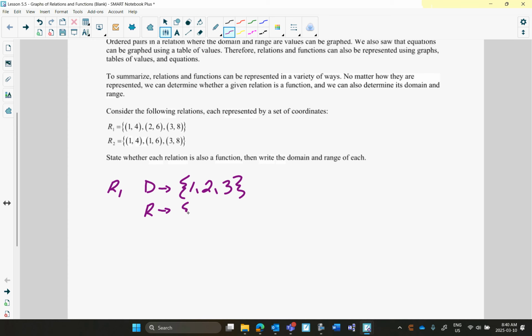What would the range be? 4, 6, and 8. Is it a function? So you look at the domain values. Do you see a domain value that repeats? No. So it's a function.